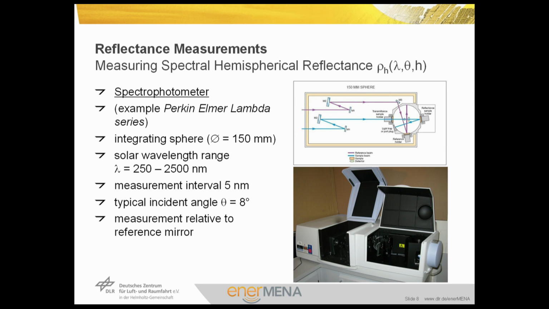The solar wavelength range that is relevant is between 250 and 2500 nanometer. So we do the measurement in this wavelength range at a measurement interval of 5 nanometer. Here also a typical incident angle is 8 degrees or also 15 degrees. And the same applies here, where the measurement is taken relative to a calibrated reference mirror.